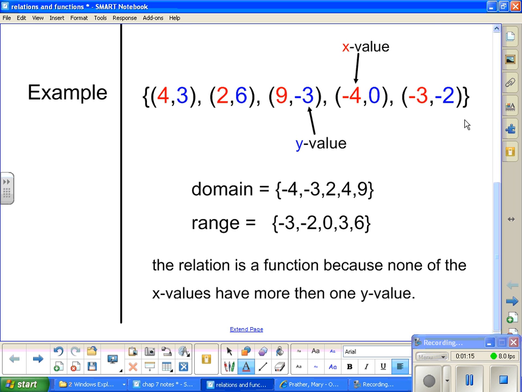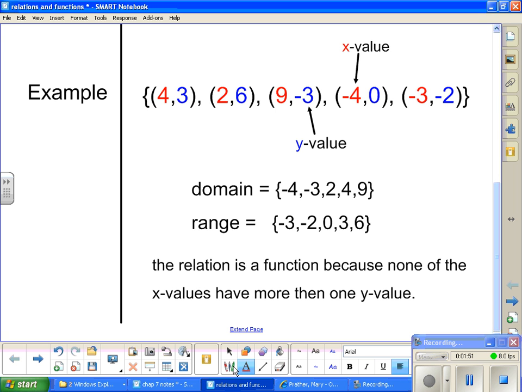Okay, all of you should have it copied. This is just a set of ordered pairs. So this whole thing is a relation. In red is your domain, and in blue is your range. I have it identified, your X value, your Y value. So domain, I've listed them in order numerically: -4, -3, 2, 4, 9. And in the range, -3, -2, 0, 3, 6. The relation is a function because none of the X values have more than one Y value.